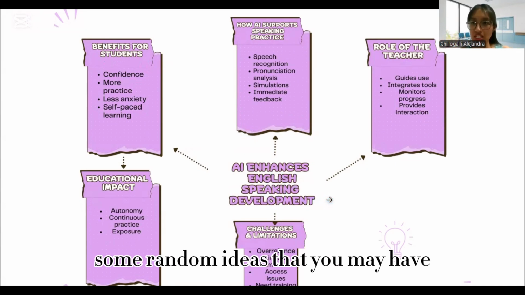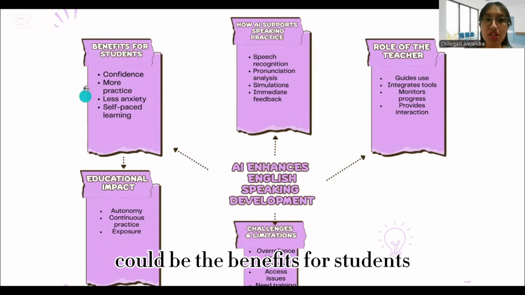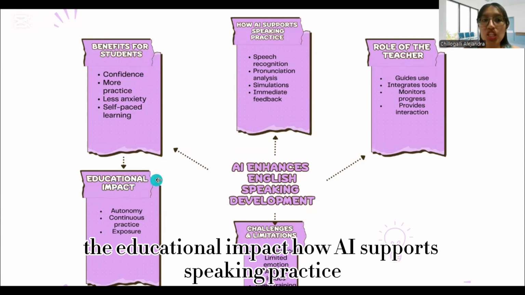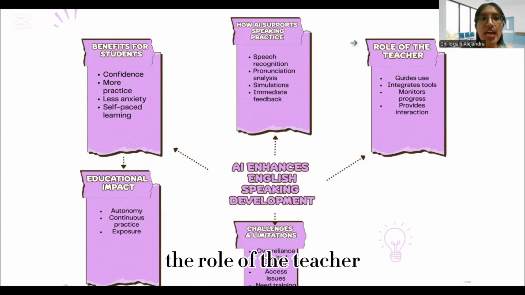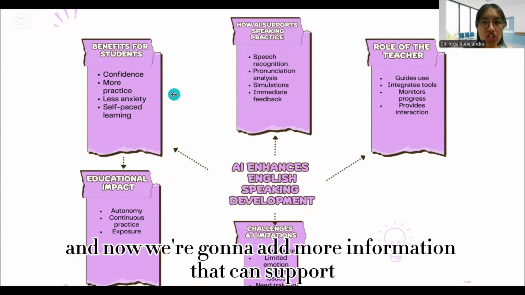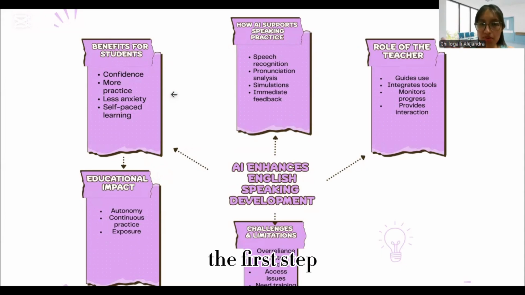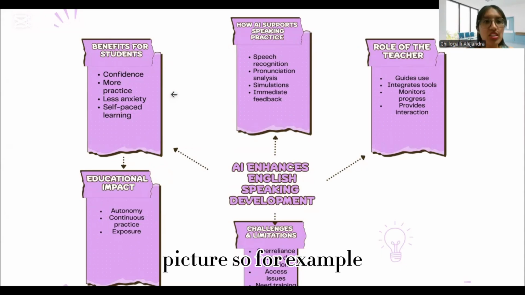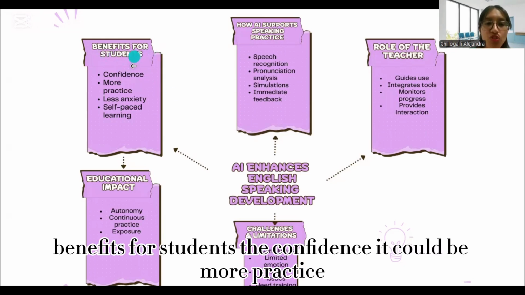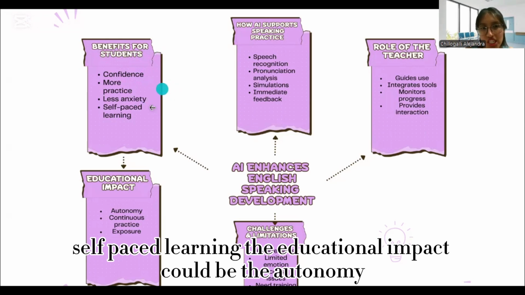Some random ideas that you may have could be the benefits for students, the educational impact, how AI supports speaking practice, the role of the teacher. Now we're going to add more information that can support the first step mentioned. For example, benefits for students: the confidence, it could be more practice, less anxiety, self-paced learning.